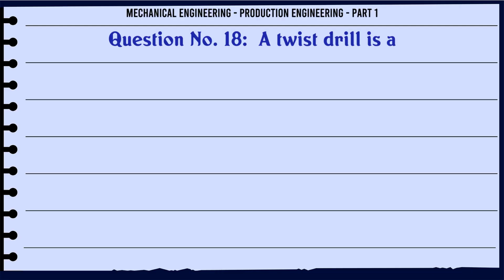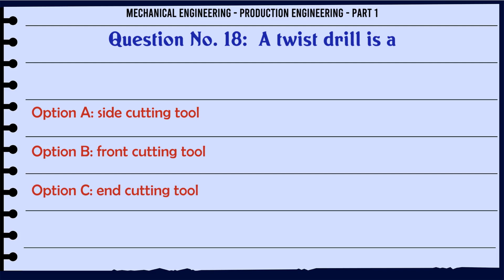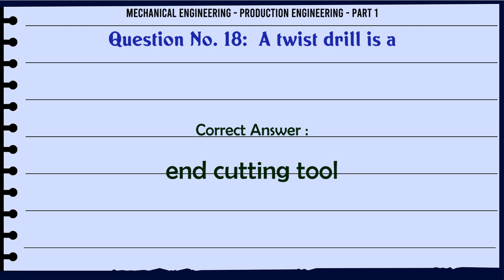A twist drill is A. side cutting tool, B. front cutting tool, C. end cutting tool, D. none of these. The correct answer is end cutting tool.